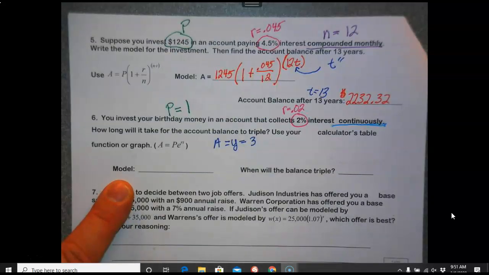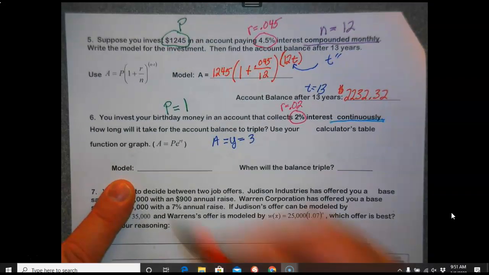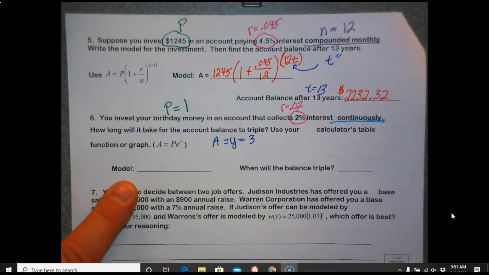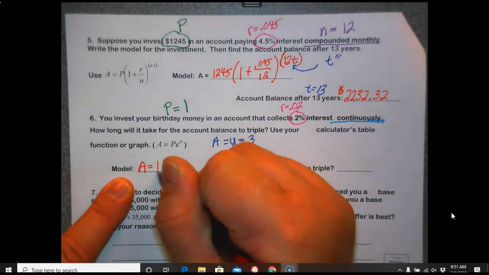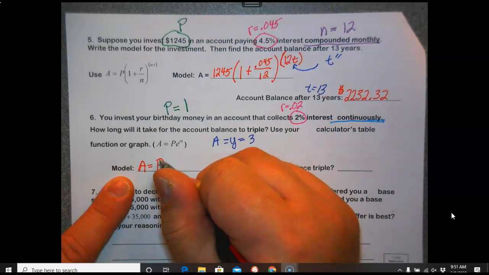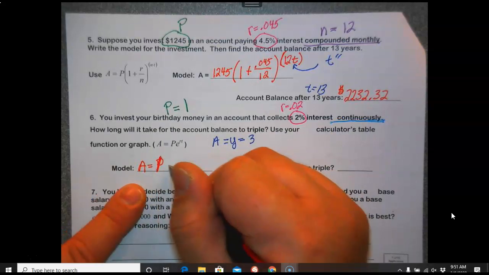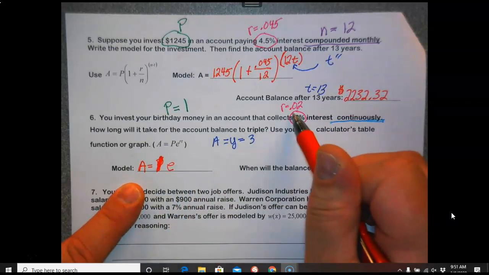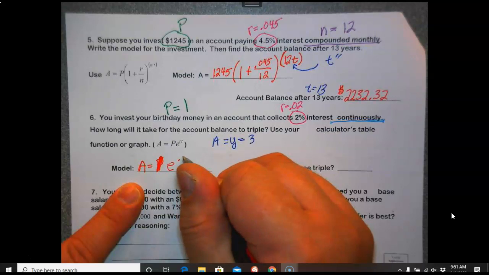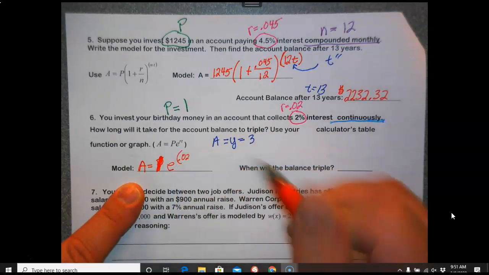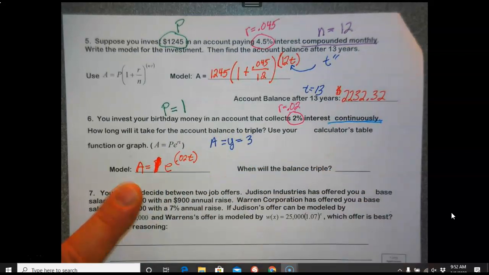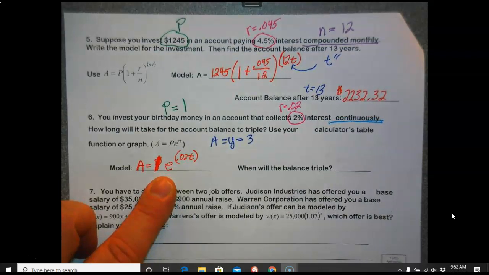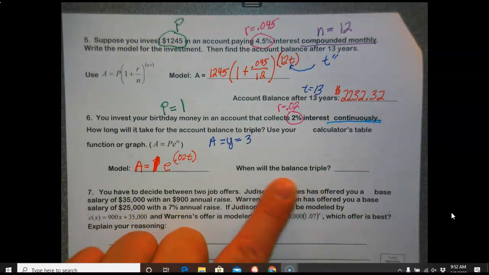So our model. Remember, model's got to have a variable. So A equals P, or P, $1, right? So that's $1. E to the R, just 0.02. And our T, we're going to leave T in there because I need a variable. Remember, E is a number. Okay. When will the balance triple?